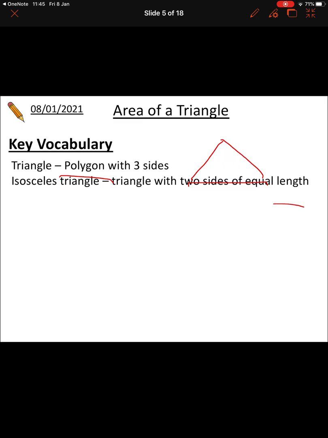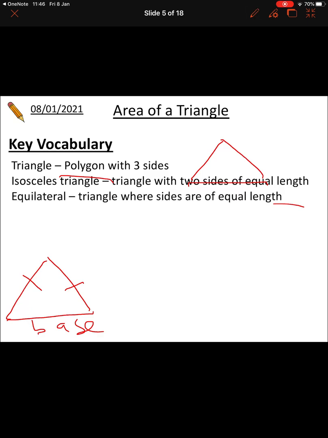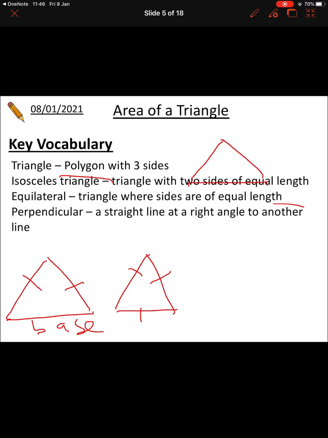Isosceles triangles have 2 sides of equal length, so that should look something like this, where that is how we indicate an isosceles triangle. And this is what we call the base at the bottom. An equilateral triangle has all sides the same. It's usually shown like this.